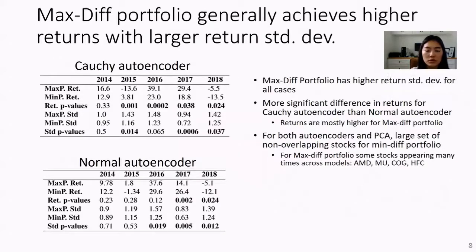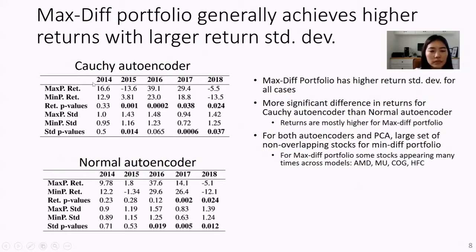And so these are the results from the simulation. Each of these numbers here is a mean of the 10 different repeated trials. We also did the hypothesis test of the max portfolio and the min portfolio having the same returns being the null hypothesis, or having the same standard deviations as a null hypothesis. A lot of these values are small, meaning that we would reject that hypothesis.